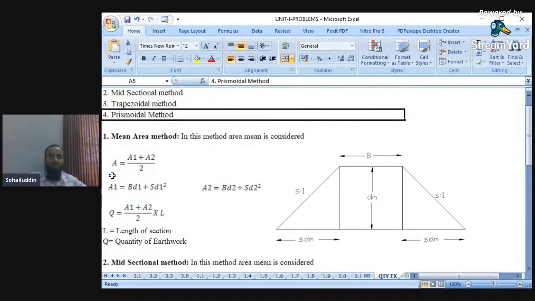How to find the quantity? We have to find the quantity. The quantity is nothing but the volume. Volume is nothing but area into length. So how to find the length? This is a one-dimensional figure. If we consider it to be three-dimensional, the third dimension is nothing but the length of the road.